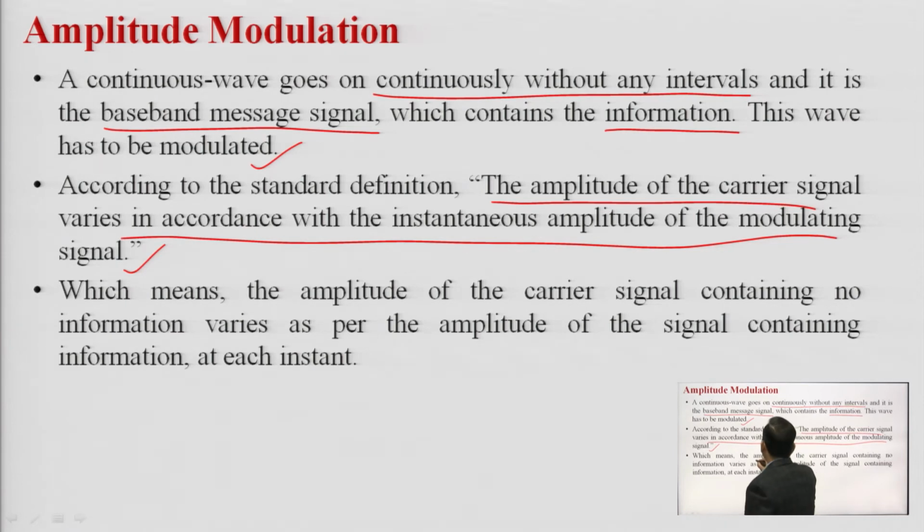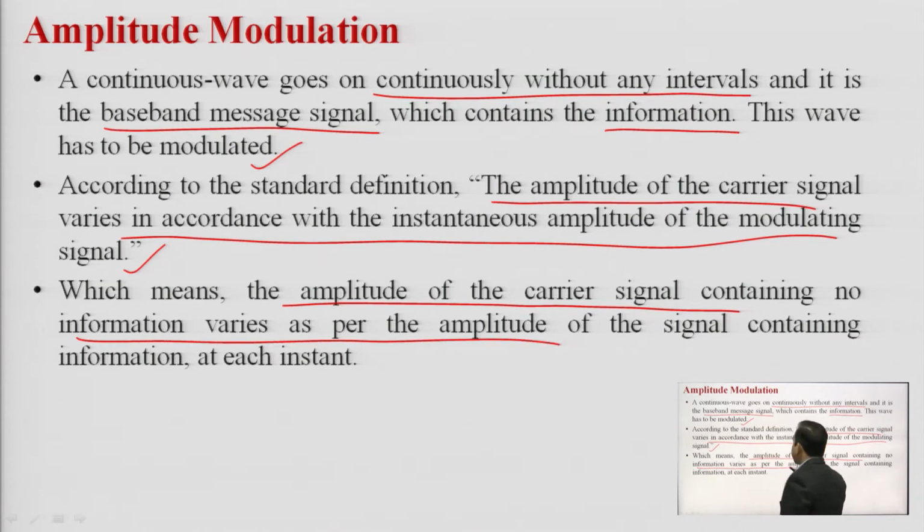Which means that the amplitude of the carrier signal contains no information. Basically, the carrier is used to travel the message signal over long distances. It helps in transmitting the signal to long distances.